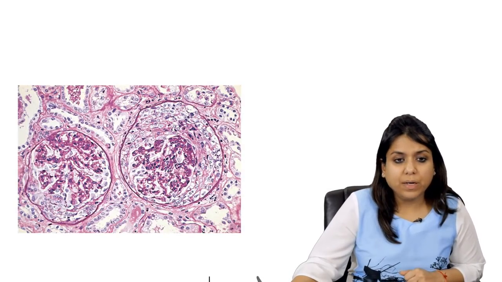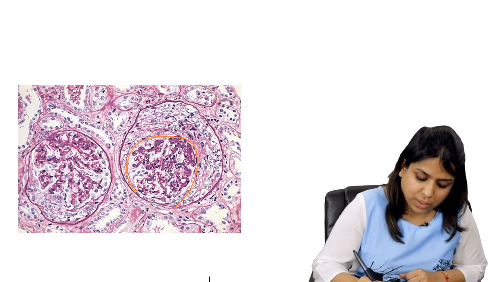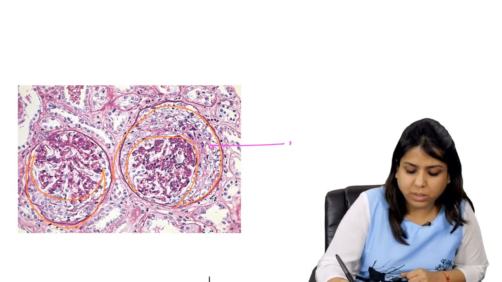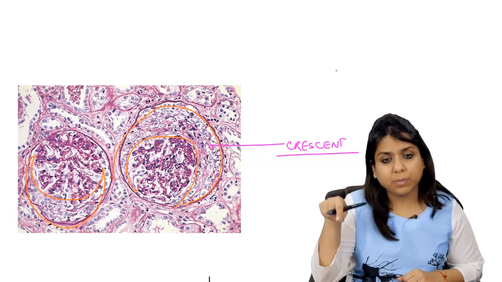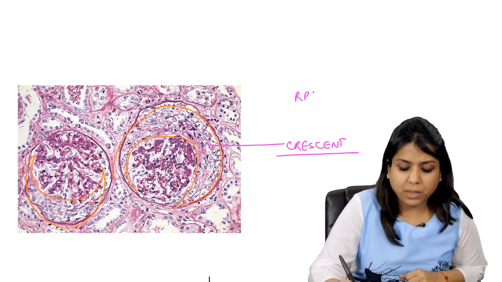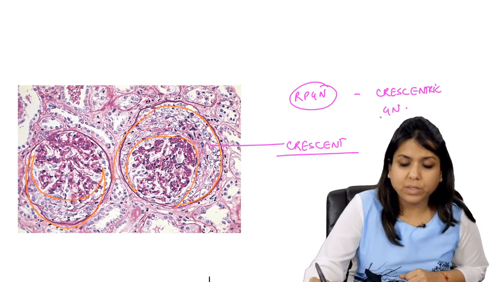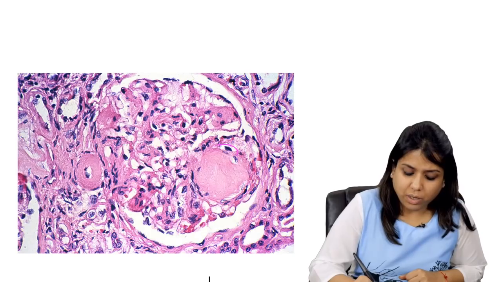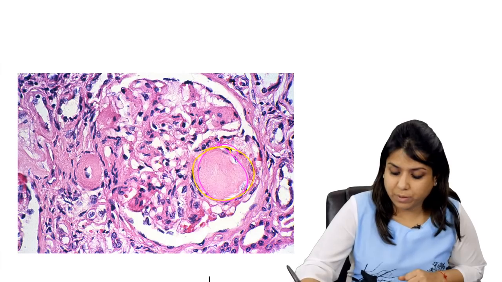Next, another very interesting slide, students, a kidney biopsy showing 2 glomeruli, and this part is different from this part. What is this, students? This is a crescent, like a half moon. I can appreciate half moons being present. Rapidly progressive glomerulonephritis or crescentic glomerulonephritis. Next, this image again showing nodule, students. Can you see? Glomerulosclerosis, diabetic nephropathy.